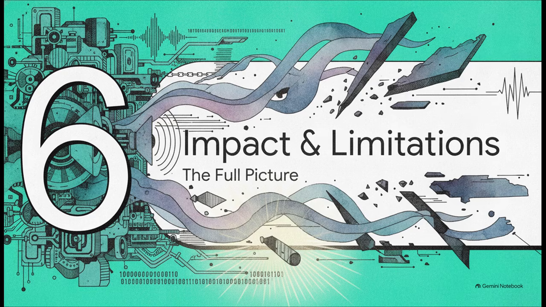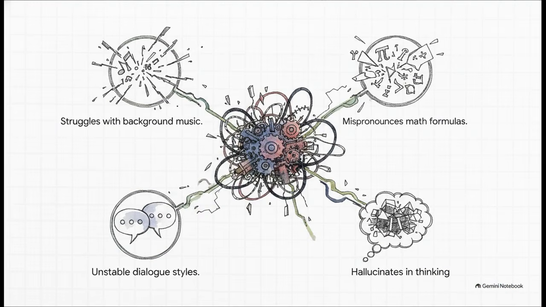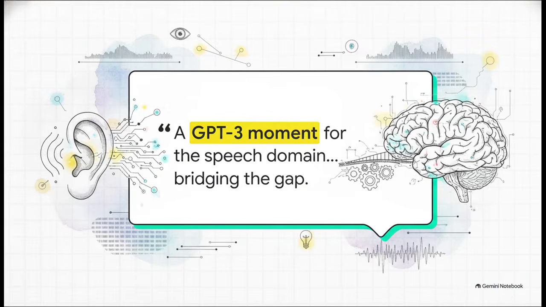Finally, let's wrap things up with section 6, impact and limitations, getting the full picture. Because in the interest of fairness, it is definitely crucial to note the model's current limitations. No model is perfect, right? While it's a massive leap forward, it definitely still trips up. For example, it struggles with generating speech when there's complex background music playing. It also tends to mispronounce complex mathematical symbols and formulas. Also, during really long spoken dialogues, its style control can get a bit unstable, which causes the voice to weirdly shift mid-sentence. And finally, when it's utilizing its thinking or chain of thought mechanisms for music understanding, it does sometimes hallucinate incorrect information.